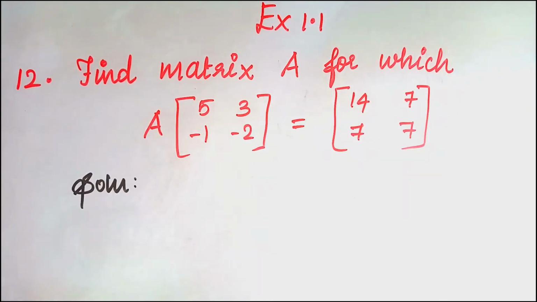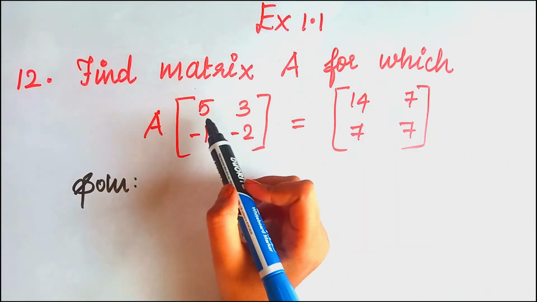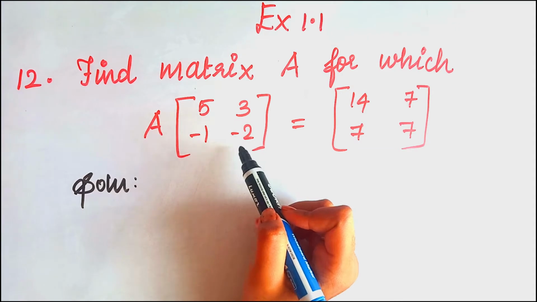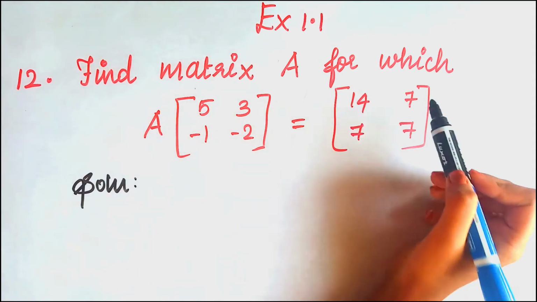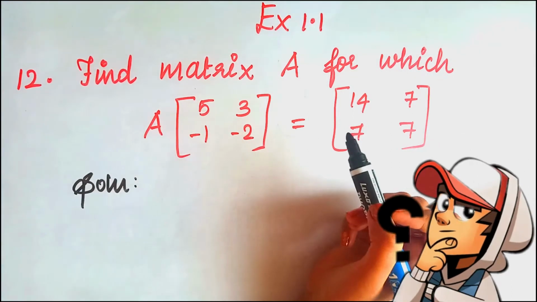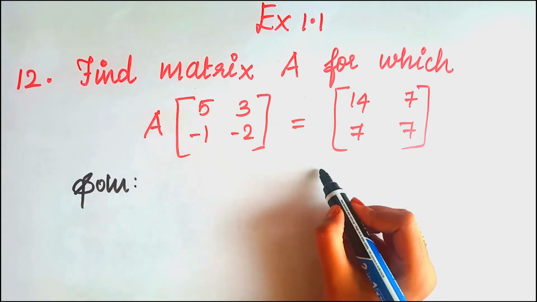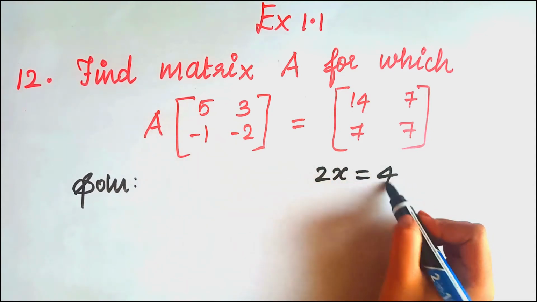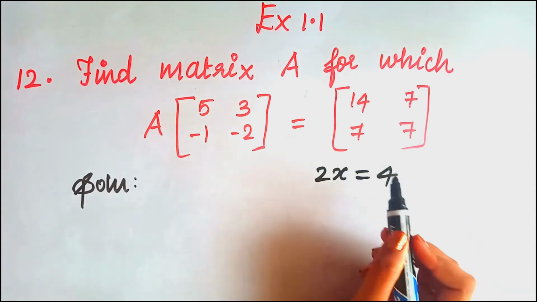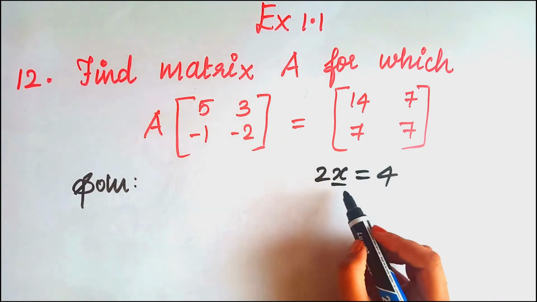So 12th sum: find matrix A for which A into [5, 3; -1, -2] is equal to [14, 7; 7, 7]. I guess you have seen this method somewhere, right? Wait, let me give a clue. 2x is equal to 4. So how will you solve it? And here they have given that we have to find the x value. So how to solve it?